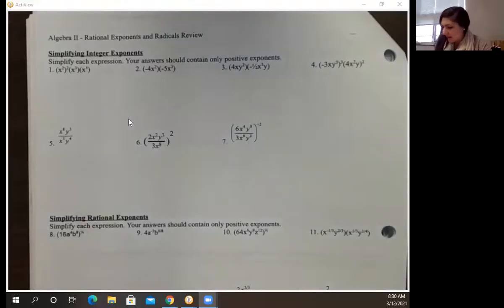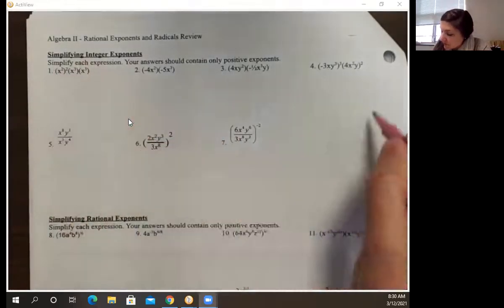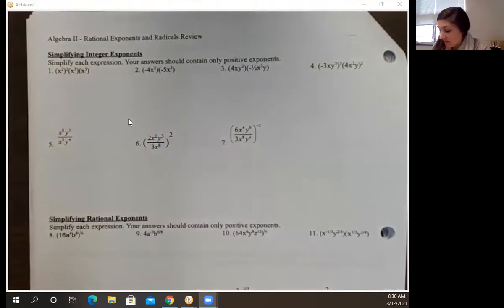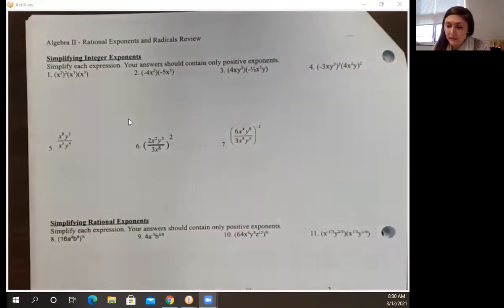Hi guys, today we're going to take a look at your review problems for our rational exponent and radical function unit. So I'm on page 22 in your notes packet, and we're going to go through our review problems. For our first section of problems, we're going to simplify each of these expressions, meaning we're going to combine like terms. We want to make sure our answers contain only positive exponents.